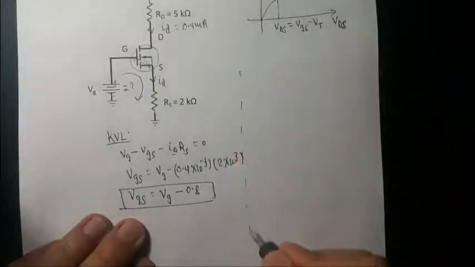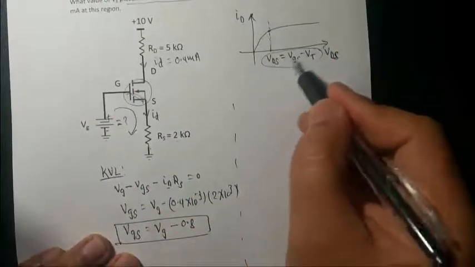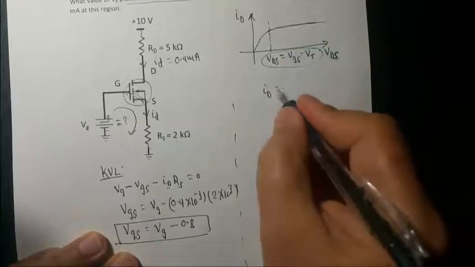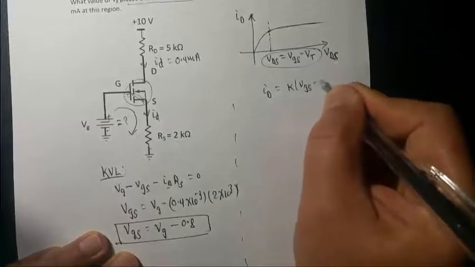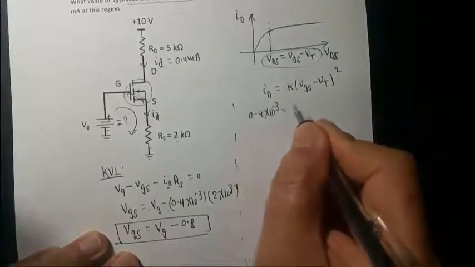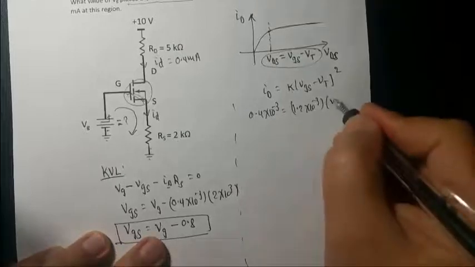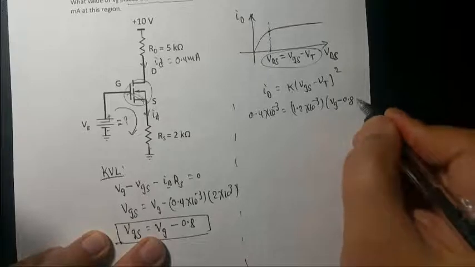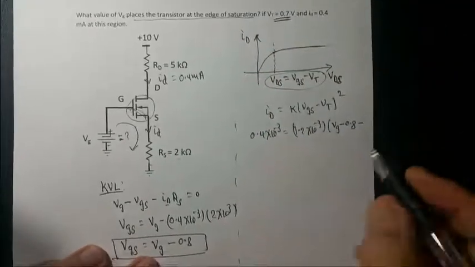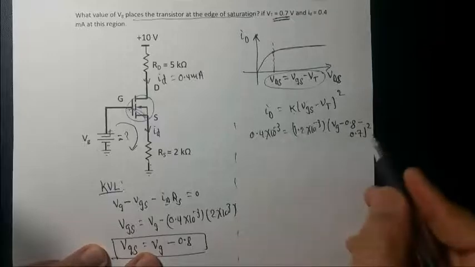Now let's go back to this. Based on the question, the transistor is at the edge of saturation, so it satisfies this condition. When VDS is equal to that, the drain current is already in the saturation region. So the drain current is given by this formula, squared. ID is given as 0.4 milliamp. K is the constant for the transistor, which is also given as 1.2 milli. And VGS, which you put in terms of VG, which is what we're solving, minus VT, the threshold voltage, which is 0.7 volt. This is squared. So now we'll solve this.